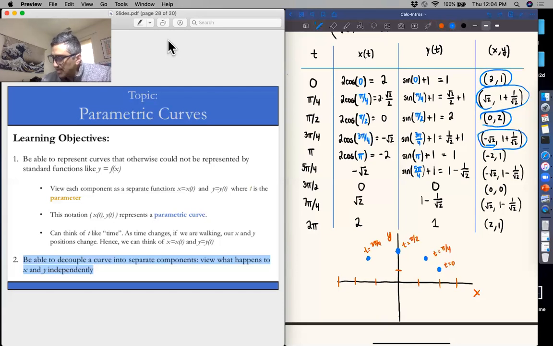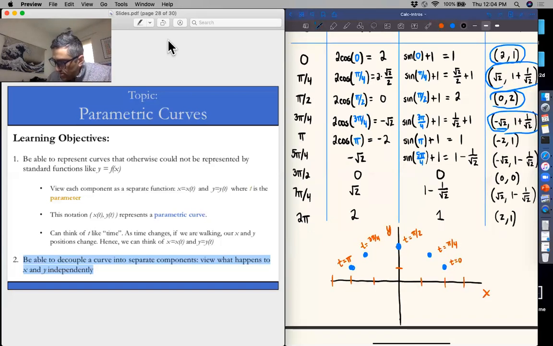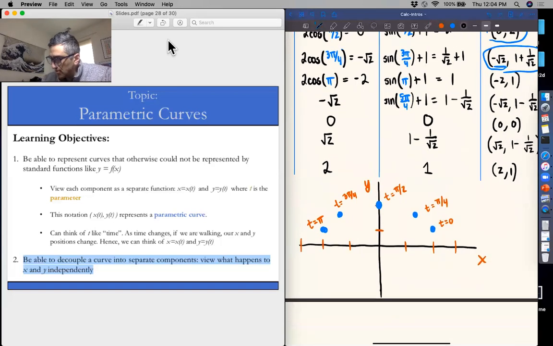So the next value is negative 2, 1. So we go in the x direction, minus 2, and we go up 1. So that is t equals pi. And we could keep doing this. So we zoom in here a bit. We just finished the minus 2, 1 case.